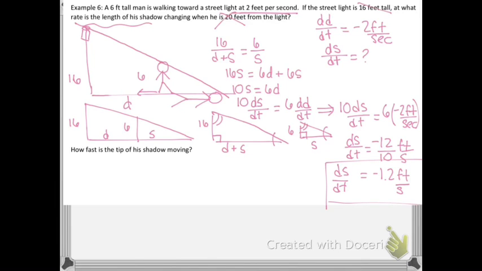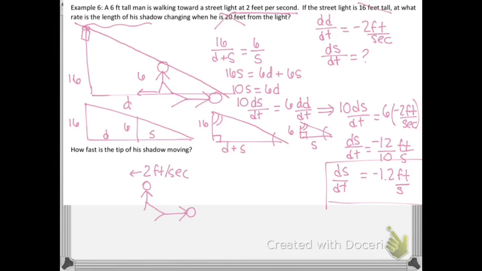How fast is the tip of a shadow moving? So that's a different question. The first one we answered is what rate is the length of a shadow changing? So the shadow is getting smaller at 1.2 feet per second. How fast is the tip of a shadow moving? So there's actually two different things happening with the shadow. As the man is moving to the left, he's taking his shadow with him. So he's moving 2 feet per second to the left.